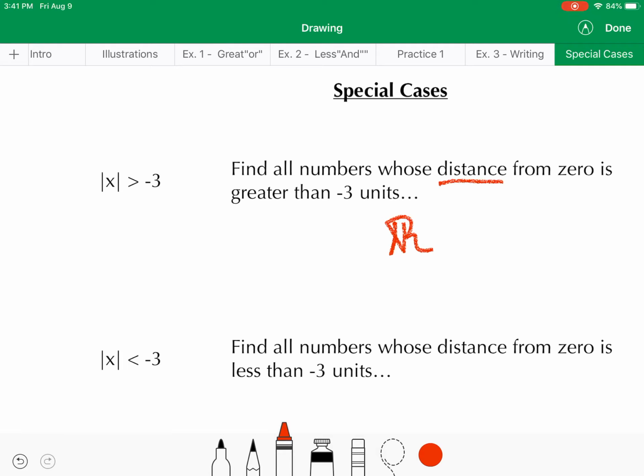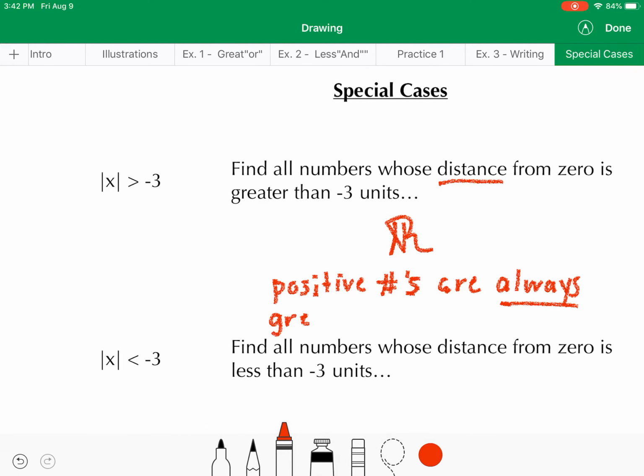Okay? Maybe write yourself a note. Positive numbers are always greater than negative numbers.